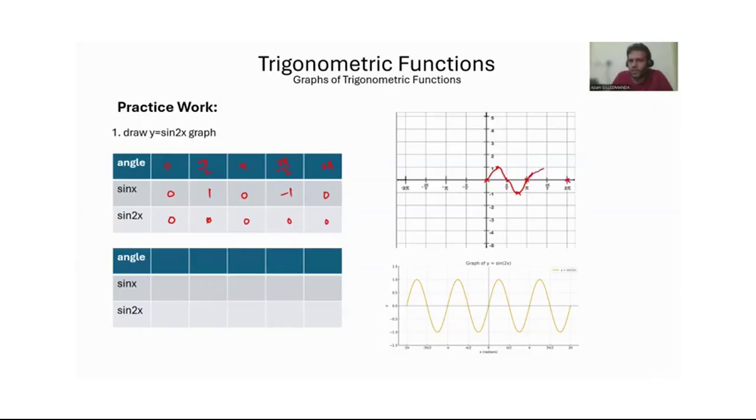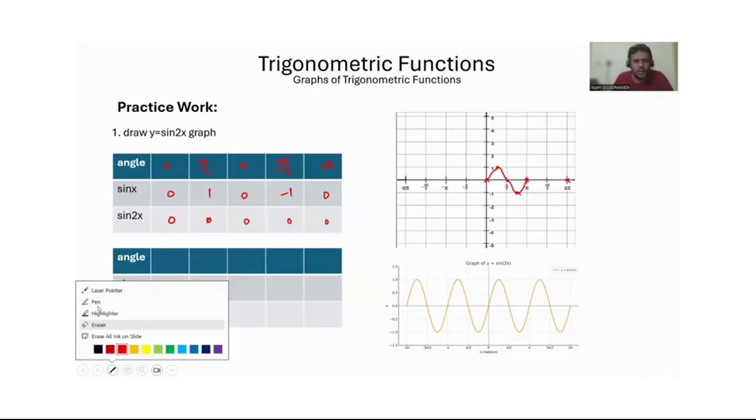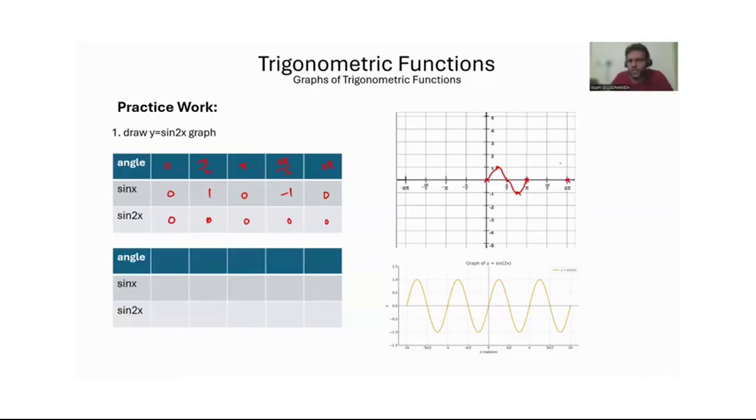Following, right, guys? At 3 pi by 2, what is it? Basically what happens here is that sine 2x means it goes very fast. That means the period reduces. For every 90 degrees, it covers a loop, right?